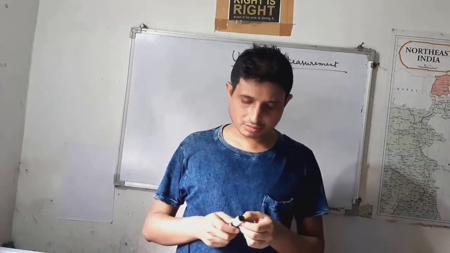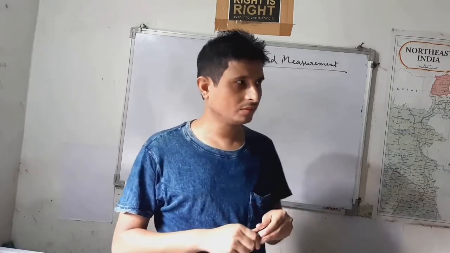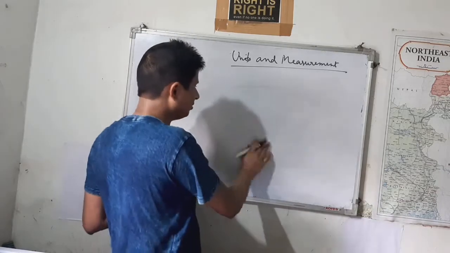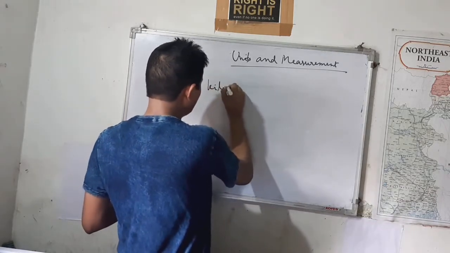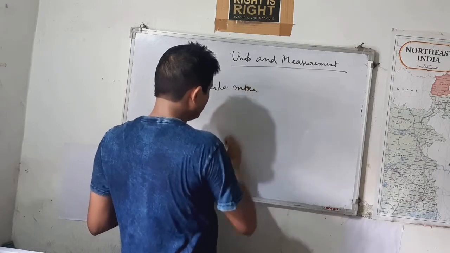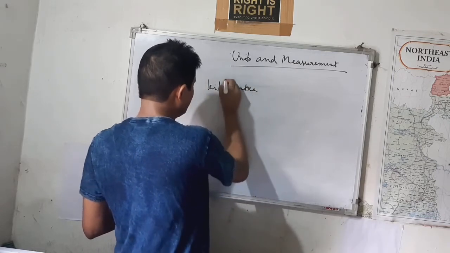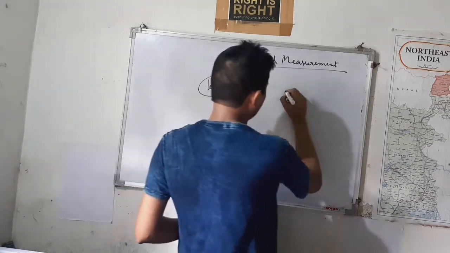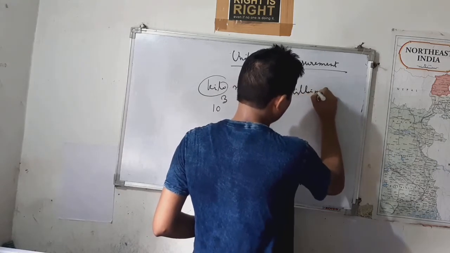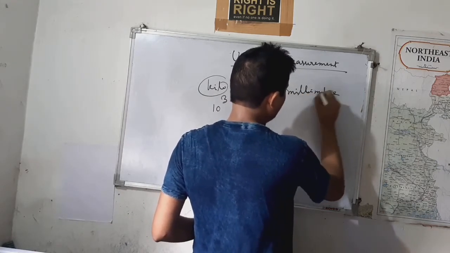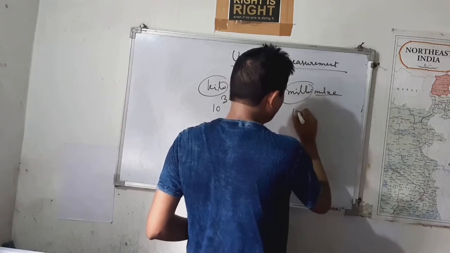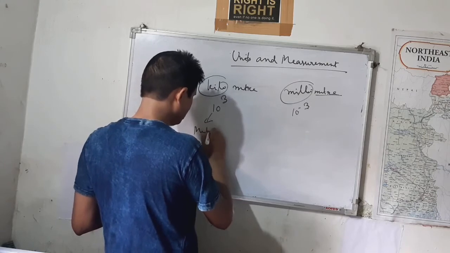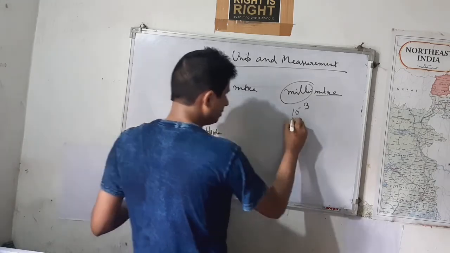Multiples are those prefixes which associate a positive power of 10. Suppose I want to measure a kilometer. Here kilo means 10 to the power 3. And if I want to measure a millimeter, meter is again the unit of length, but milli means 10 to the power minus 3. So the first is known as a multiple, and the second is known as a submultiple.